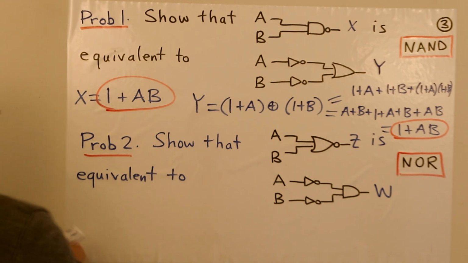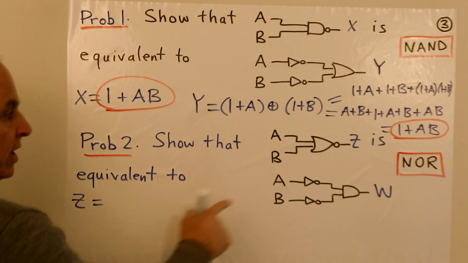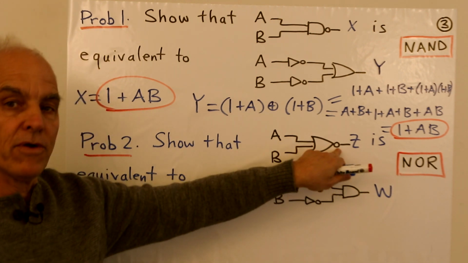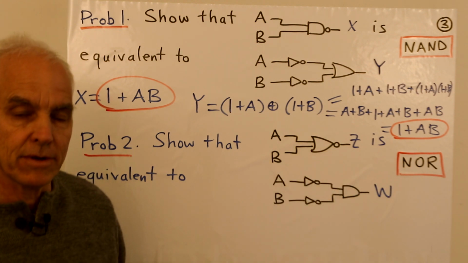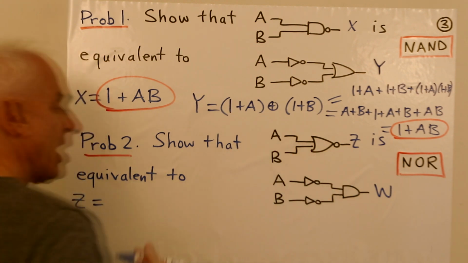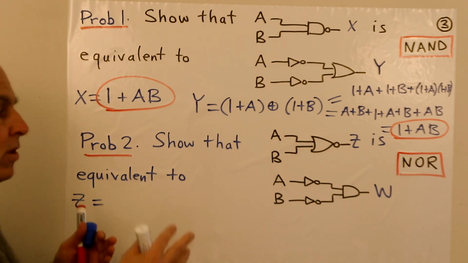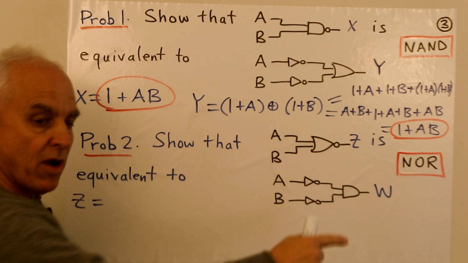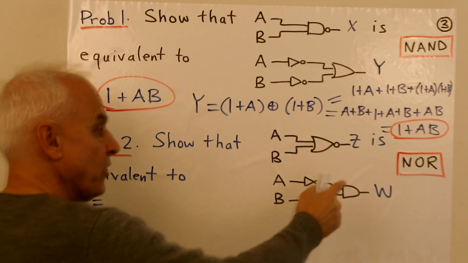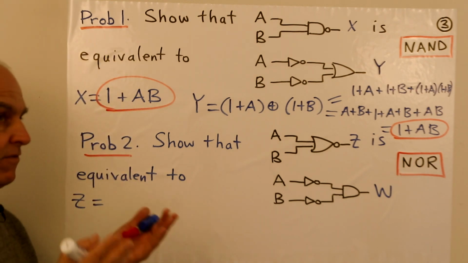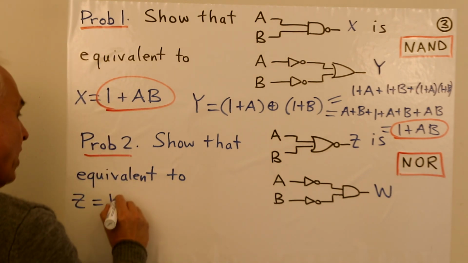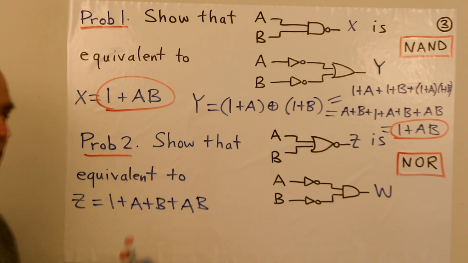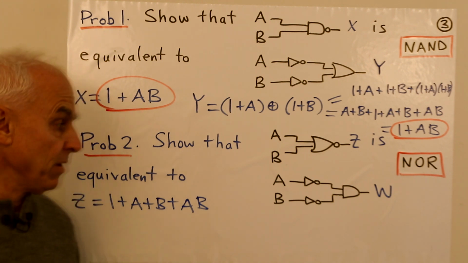Okay, so Z. What is Z? There's an OR gate with an inverter at the back. So that's a NOR gate. Okay, NOR gate, and the inputs are A and B. So how do you express a NOR gate? Well, an OR gate, if it was just OR, would be A plus B plus the product, AB. If it's a NOR gate, it means we have to invert that. Inverting means adding 1. So this is just 1 plus A plus B plus AB.